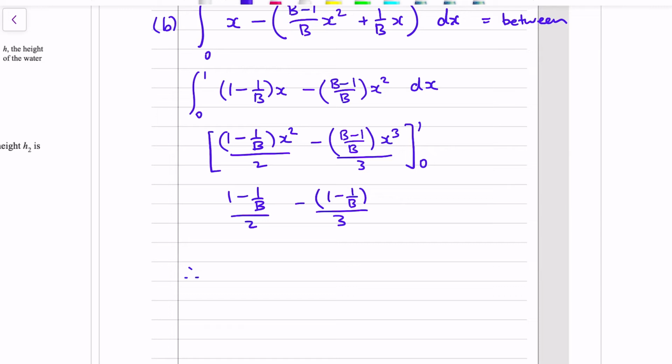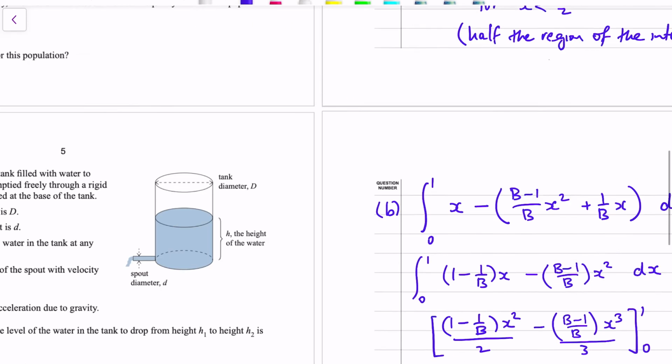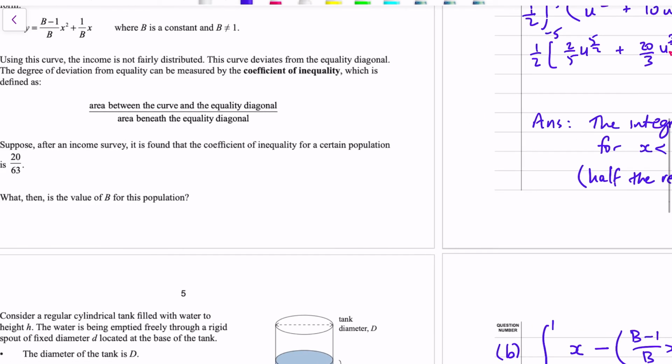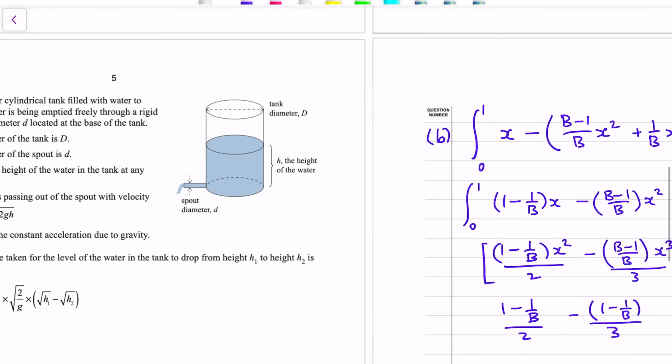Therefore the coefficient is this stuff. Remember that that's in the numerator of the fraction. But we've got the area beneath the equality diagonal, that triangle, which we've already found has an area of a half.